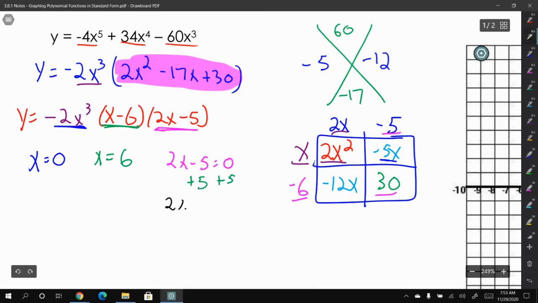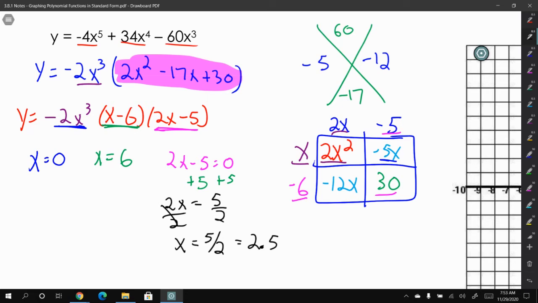And we get 2x equals 5. And then we divide by 2, x equals 5 over 2. Or you can make that as 2.5. I think when we graph these, it's easier to make these numbers decimals so you know exactly where they go. 2.5 you know is between 2 and 3. So now I'm going to go ahead and plot these points.